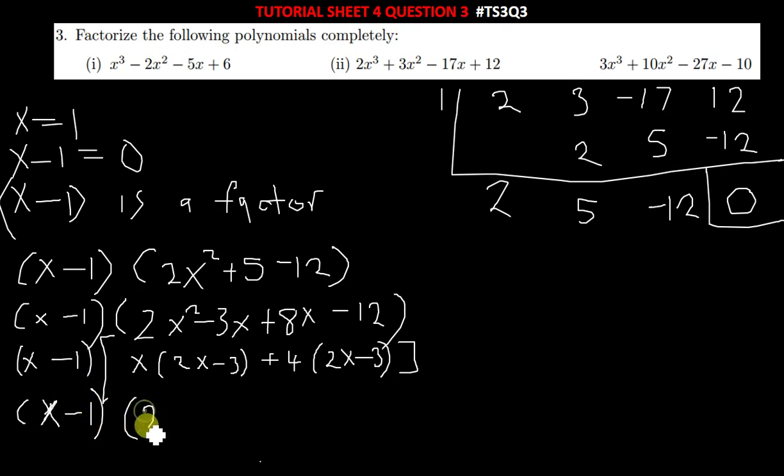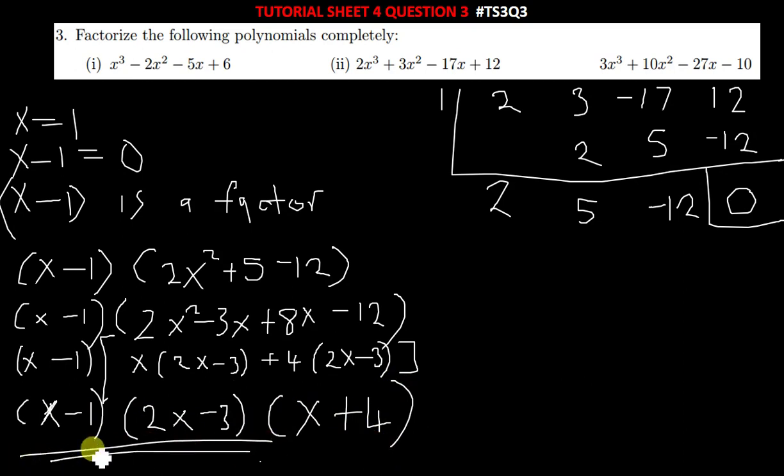So the other factors that we have are 2x minus 3, and then we have x plus 4. So this is basically the answer which was needed of us. Okay, so this is what we are requested to do. This is how you factorize completely.